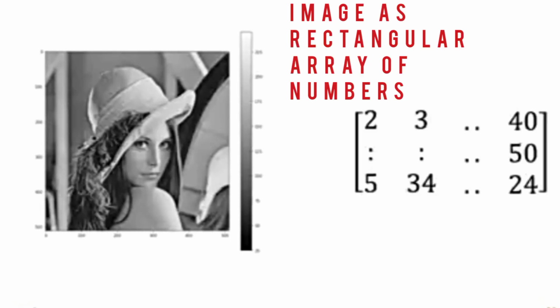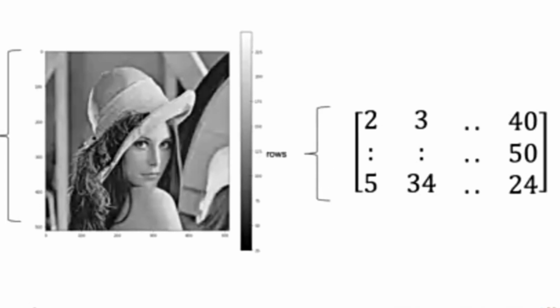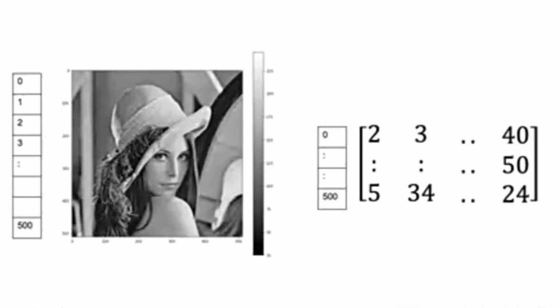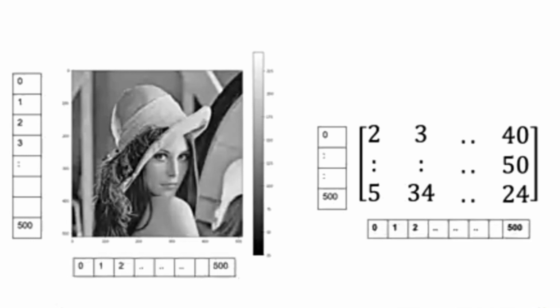At the end, we have an array of numbers. The height is the number of rows, in this case 500 as shown in the plot, and width is the number of columns, in this case 500. It's like a rectangle, or in this case a square. Each pixel or intensity value has its own index. For rows, we start at the top of the image and move down. For columns, we start at the left of the image and move right.